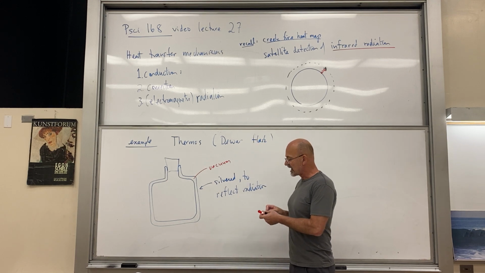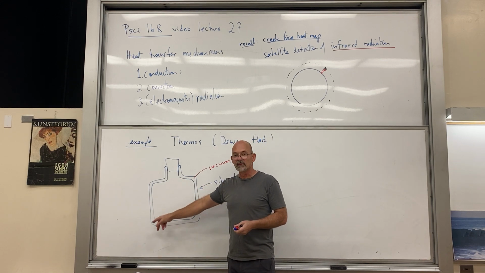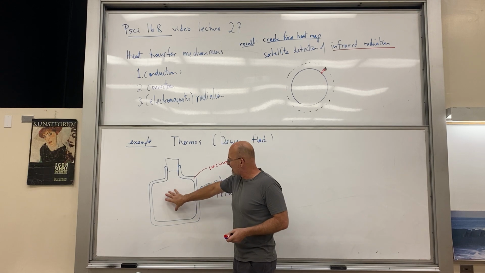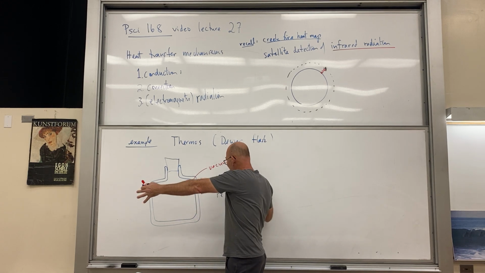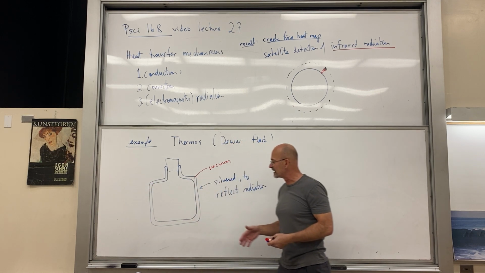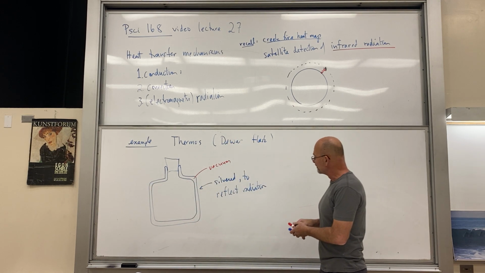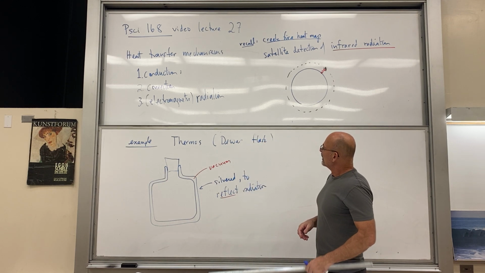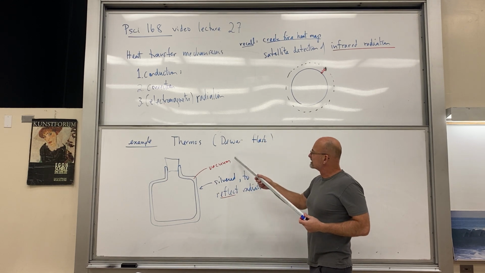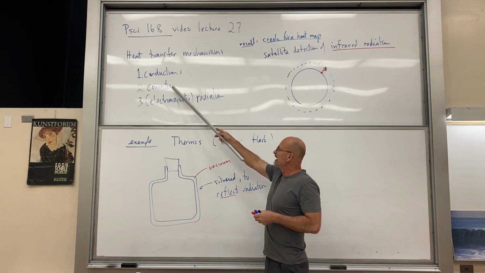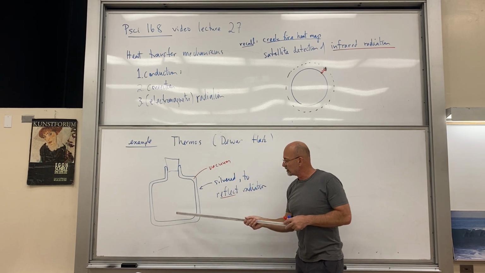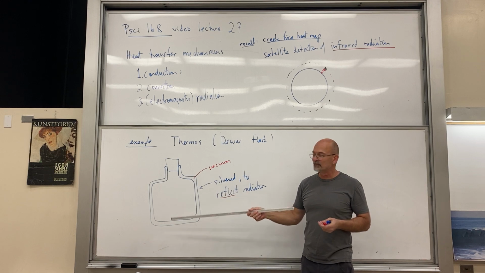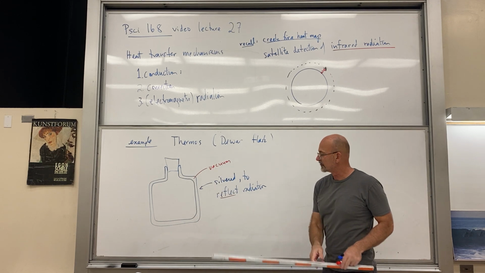So if you look inside, you'll notice the inside is silvered, and if you have something hot in there, you want the radiation that would radiate out to be reflected back inside. Okay? So the reflection is important. So the thermos or the Dewar flask suppresses all three of these heat transfer mechanisms, and that's why if you put something hot in there, it stays hot. Put something cold in there, it stays cold.